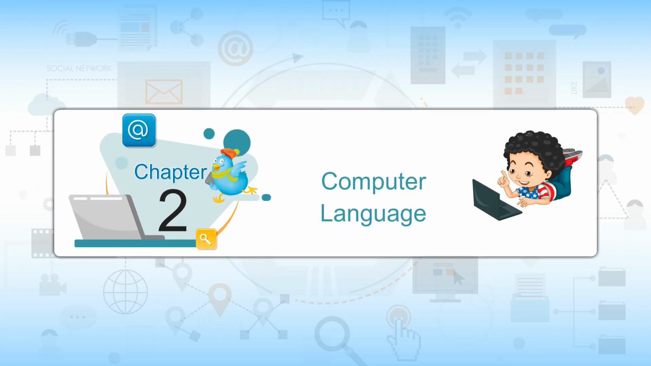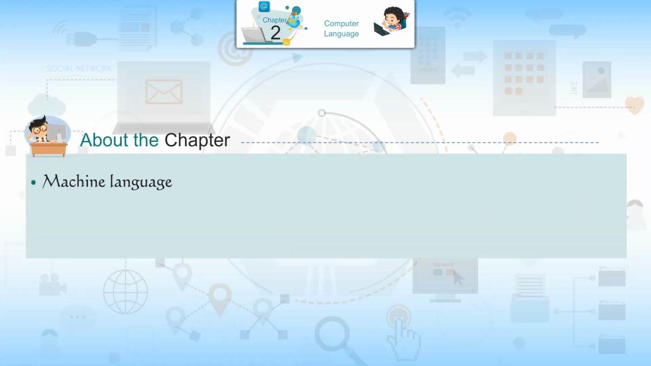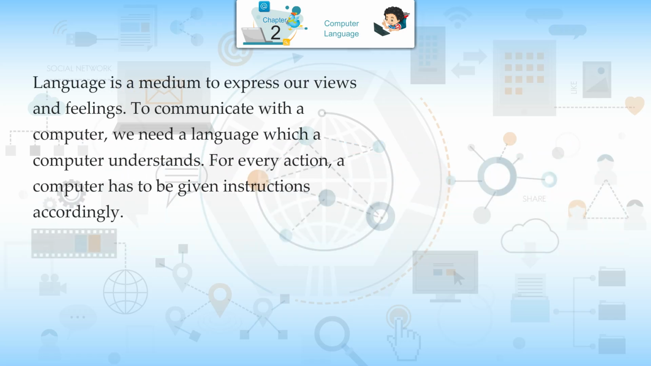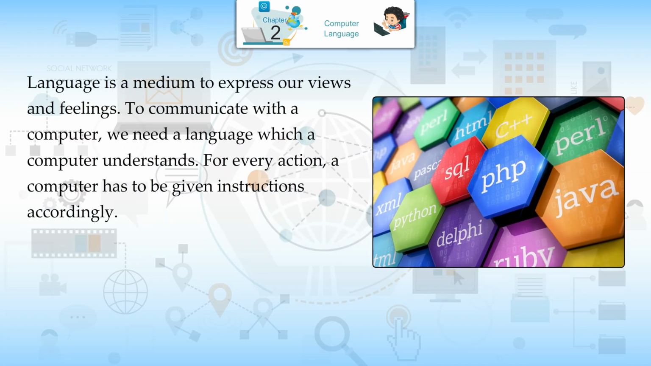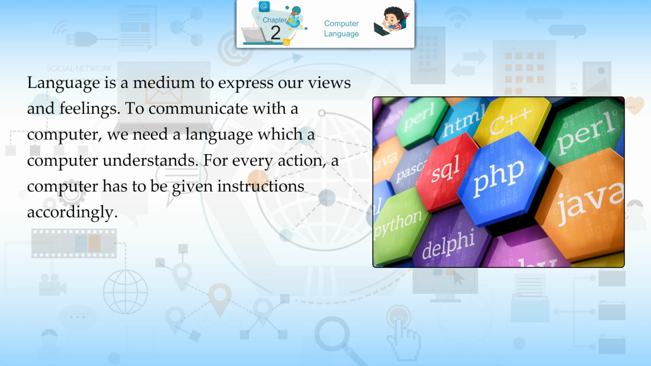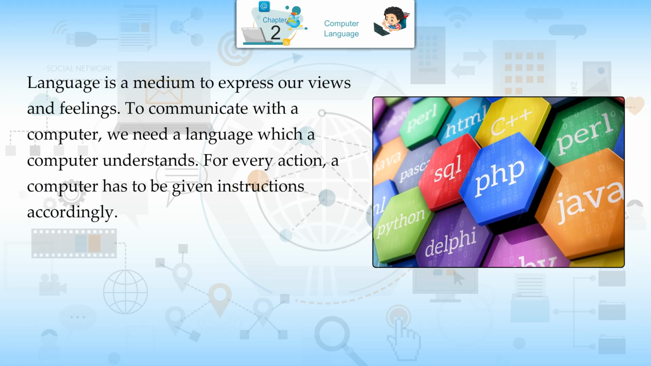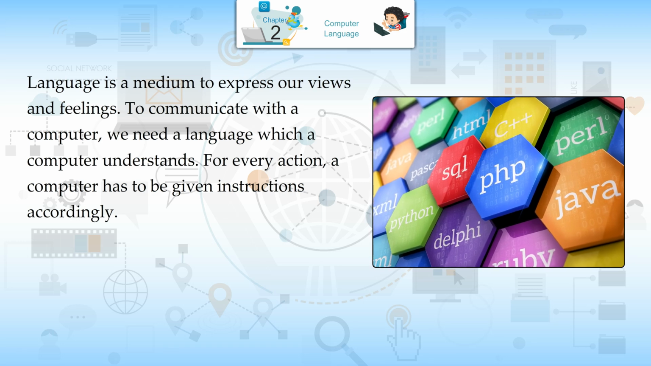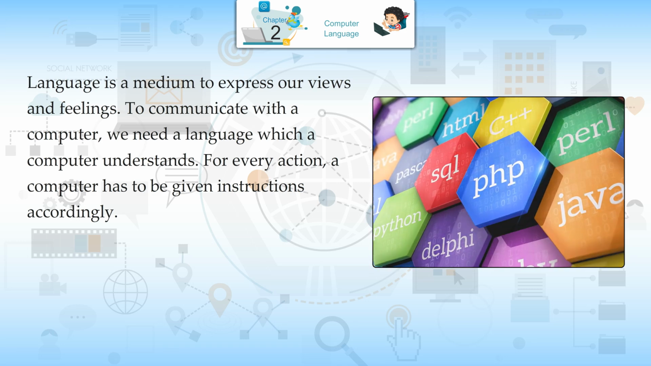Chapter 2: Computer Language. About the chapter: Machine Language, Assembly Language, High-Level Language, Fourth Generation, Features of Language. Language is a medium to express our views and feelings. To communicate with a computer, we need a language which a computer understands. For every action, a computer has to be given instructions accordingly.